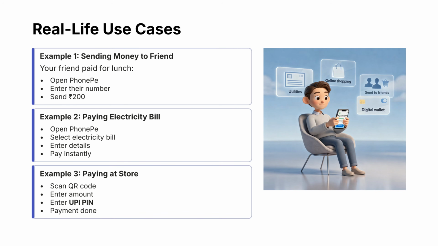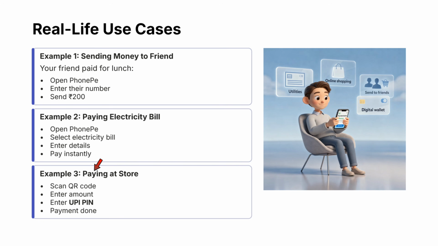Now we will see real life use cases. Example 1. Sending money to a friend. Your friend paid for lunch. Open PhonePe, enter their number, send 200 rupees. Example 2. Paying electricity bill. Open PhonePe, select electricity bill, enter details, pay instantly.